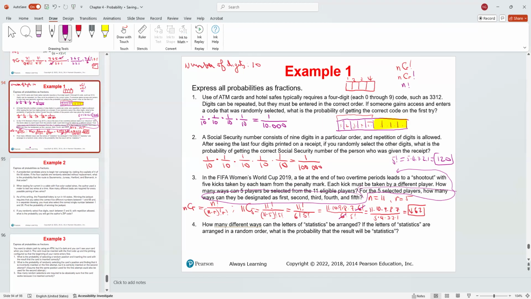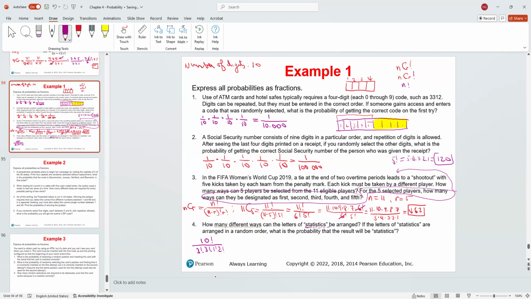The first step is to count the number of letters. Okay, let's count the number of letters in the word statistics: 1, 2, 3, 4, 5, 6, 7, 8, 9, 10. So we know that should be 10 factorial. Now, over the repeated ones. How many S's do you see in statistics? Yes, we have 3 S's, 3 factorial for S. How many T's? 3 T's in statistics. How many A's? We see 1 A, but it doesn't matter, we put it. How many I's?